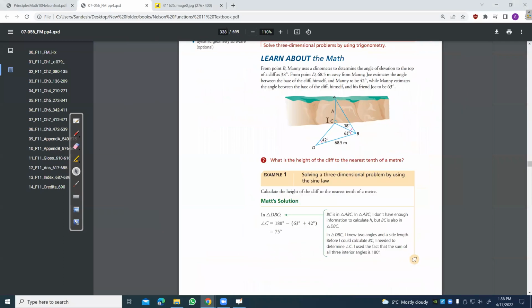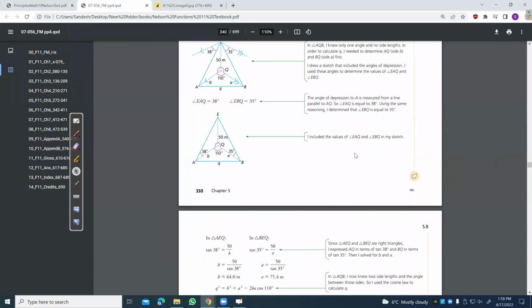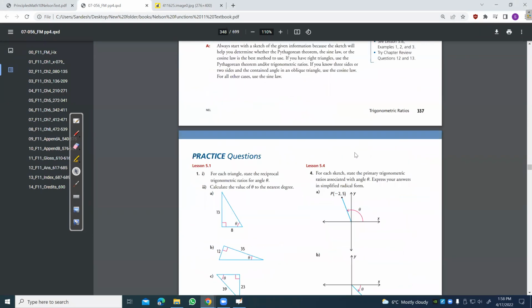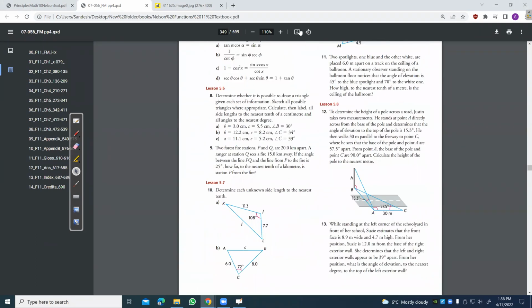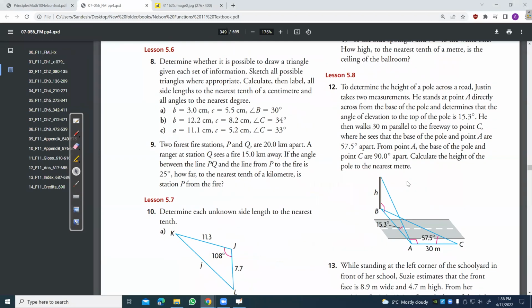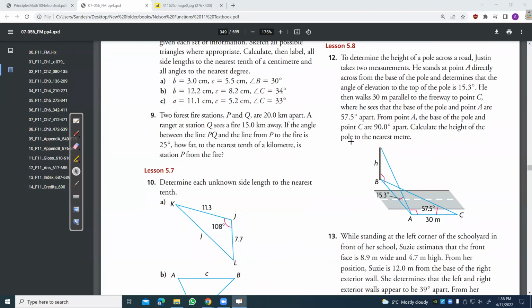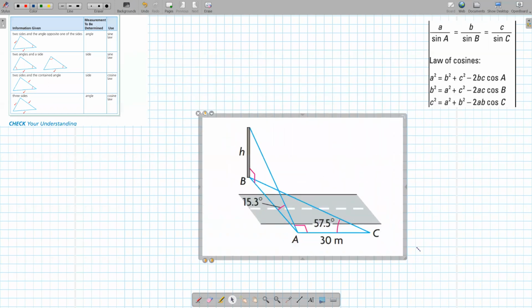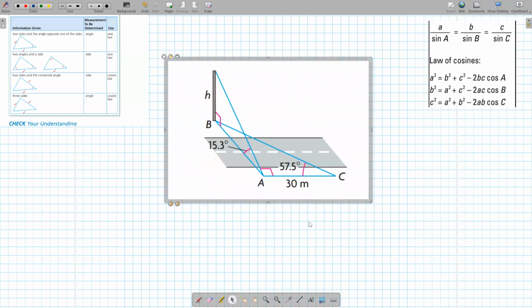Now let's do another one. Don't worry too much about these. I'm just trying to introduce you to the idea. Here, let's look at this. We don't need to read any of the words. The diagram is sufficient. So in this one, we're again trying to find H. We're trying to find the height of the pole or whatever that is.